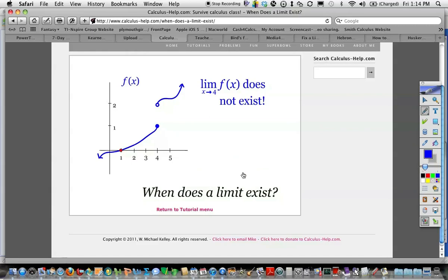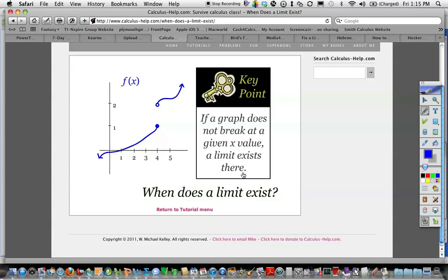For example, a limit existed at 1, at 2, at 5, at 0. All these x values showed locations where the graph did not break. In essence, a graph will not possess a limit if it breaks at the given x value. That's why our new function does possess a limit at x equals 4.